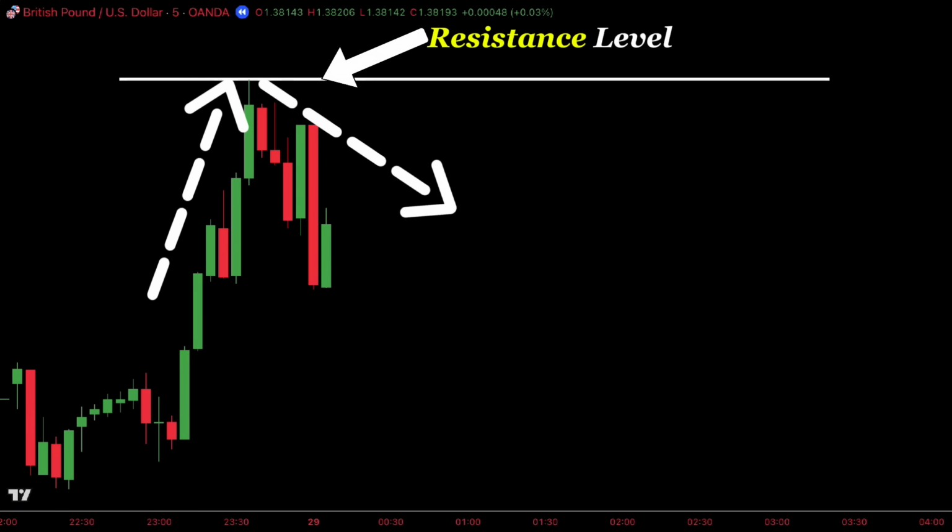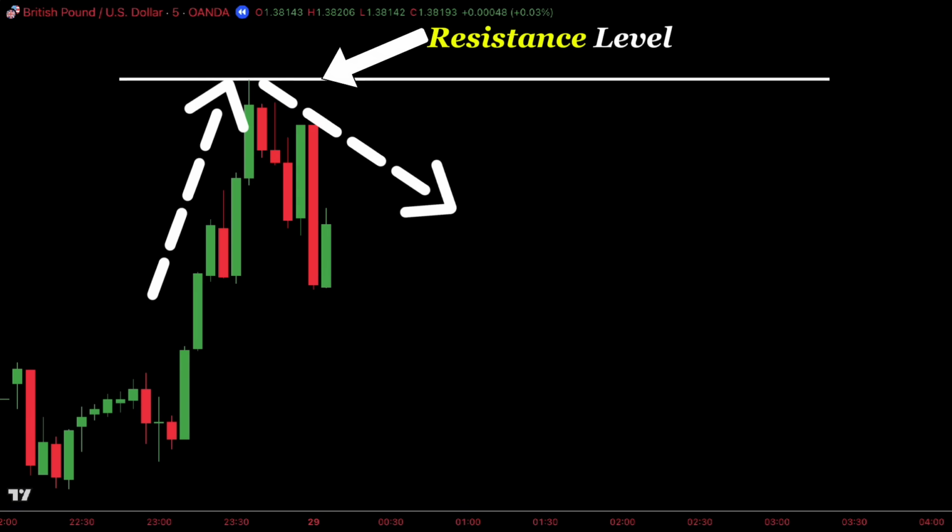Before moving forward, there's an important point to keep in mind. A support or resistance level doesn't have to satisfy all 6 criteria to be considered valid. However, the more criteria a level meets, the stronger and more reliable it becomes. Let's jump into real examples and break it down step by step.